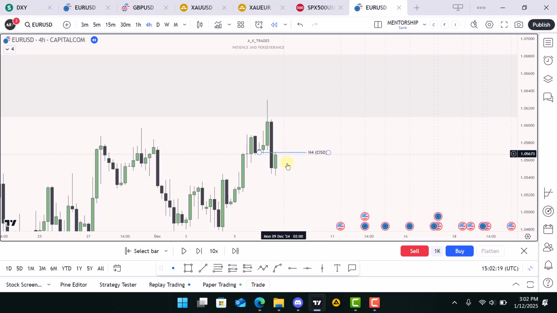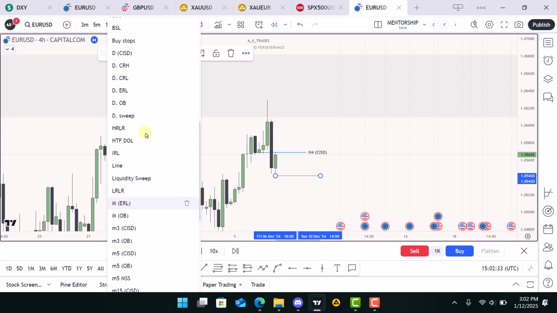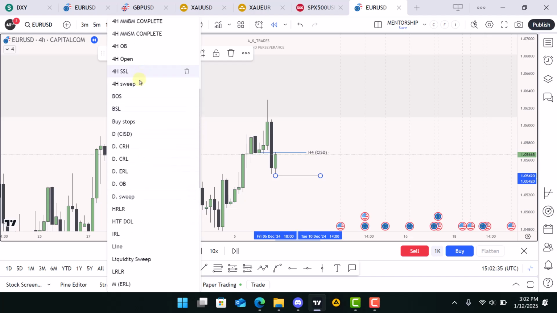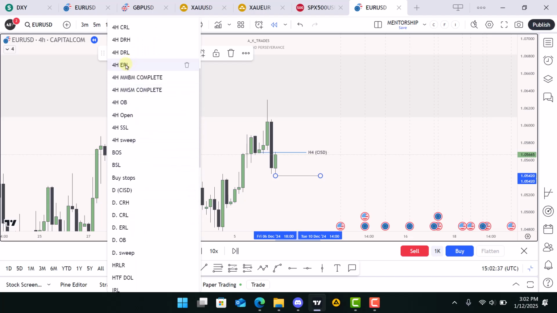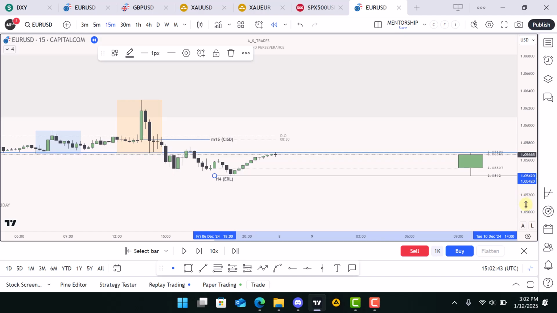So at this point, what we will do is target our 4-hour external range liquidity as our draw on liquidity from the 4-hour change in state of delivery. So from there, we will drop down to the 15-minute chart.